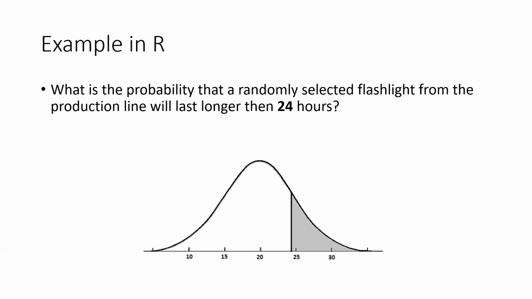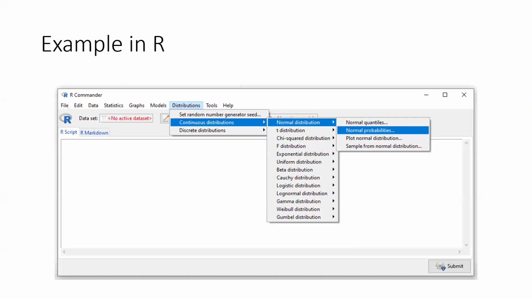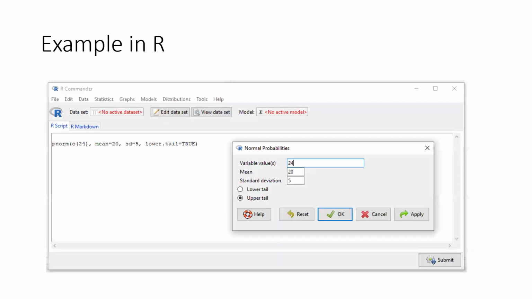A bit different here. In this case, we want the probability that a randomly selected flashlight from the production line lasts longer than 24 hours. Not 24 hours or longer, longer than 24 hours, okay? Same steps, similar steps: continuous distribution, normal distribution, normal probabilities. Our variable value in this case is going to be 24 because we want greater than 24. Our mean value is going to be 20. Our standard deviation is going to be 5. Because as you recall, those were the values from our initial word problem.